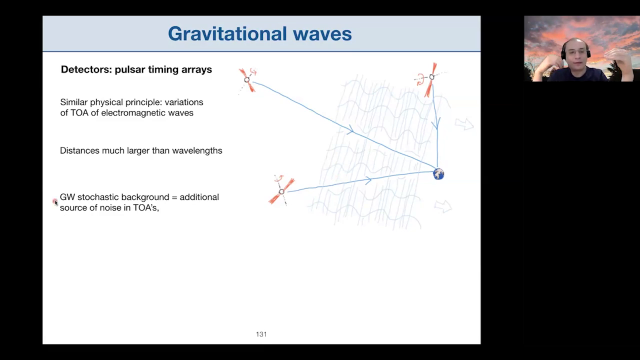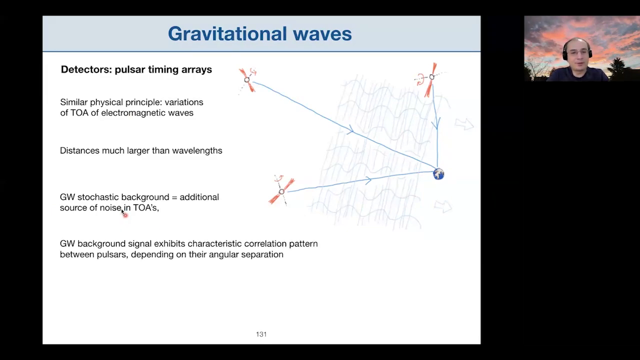Basically, the stochastic background acts as an additional source of noise in the times of arrival. So we have a certain model of the pulsar, its kinematics. From that, we should be able to predict when exactly each of the pulses is going to come. But when we measure these times of arrival very precisely using atomic clocks, we will see some systematic delays or noise. We also have to take into account, of course, the kinematics of the Earth revolving around the barycenter of the solar system. But if we subtract that, there will still be some kind of noise.